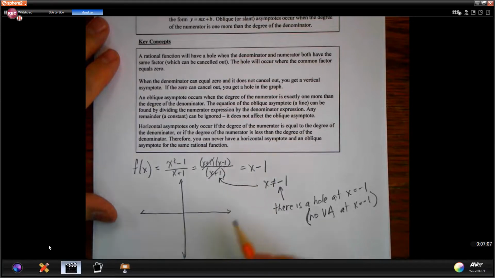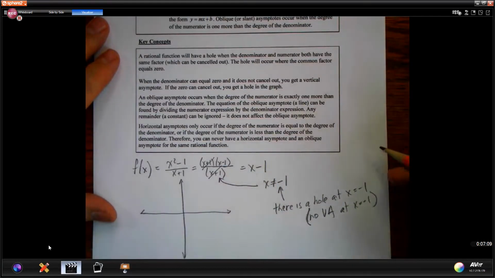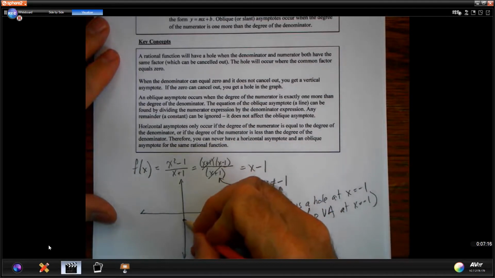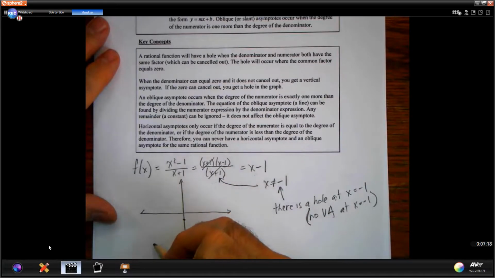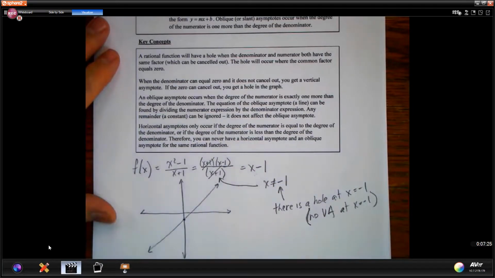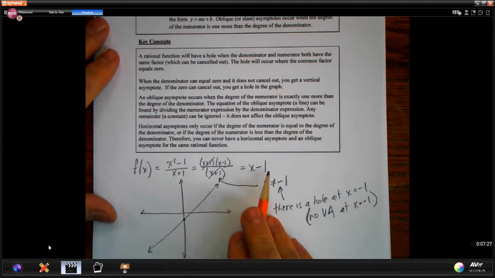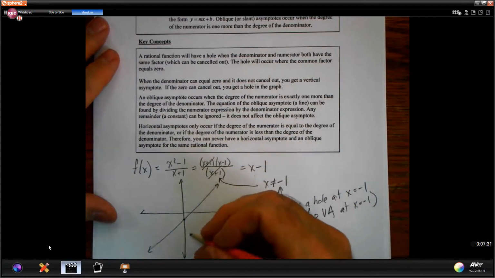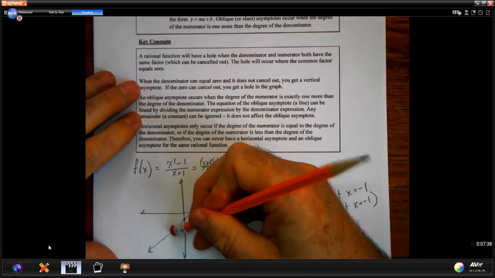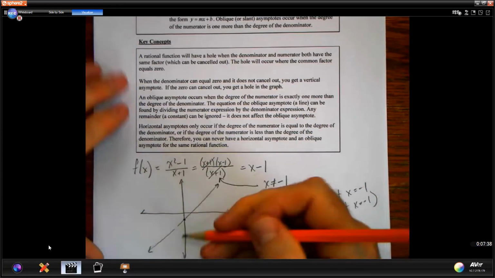So we actually draw this line. Hopefully you remember how to draw lines. Slope is 1, y-intercept is -1. So I've got a point there, and I've got my slope of 1. So there's my line. Now that would be x minus 1, but we do have a hole at x equals -1. So right here, I'm actually going to erase part of that line.